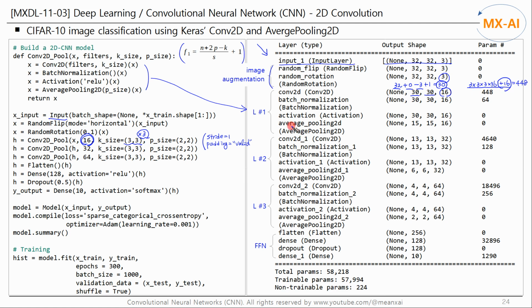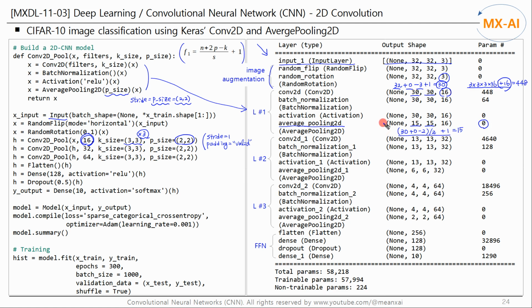Next, let's look at the output size of the pooling layer. The pool size is 2 by 2. If no stride value is specified, it will default to the pool size, i.e. 2 by 2. And there is no padding. Then the output size of the pooling layer will be 15. Pooling layers have no trainable parameters.